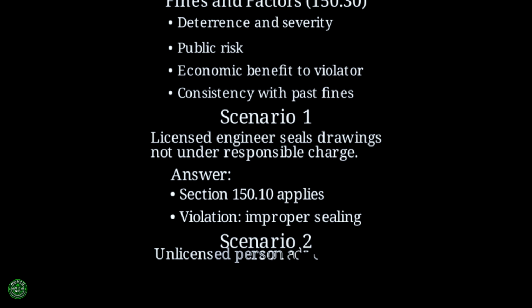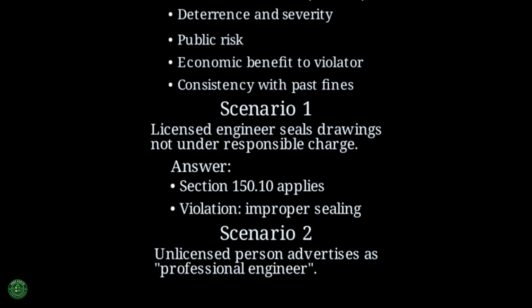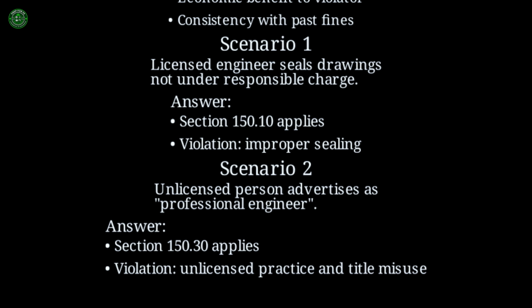Scenario 2. A person without a license advertises engineering services using the title professional engineer. What section applies? This falls under Section 150.30. The person is unlicensed and using a restricted title, so the board can issue fines and discipline.